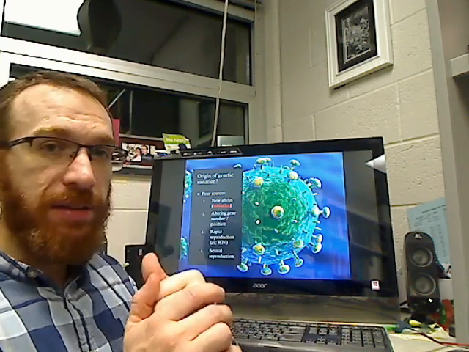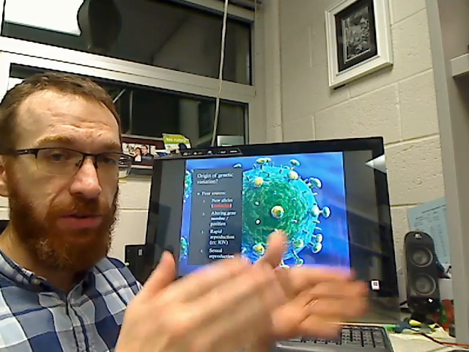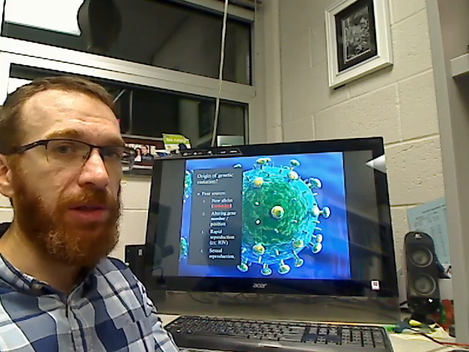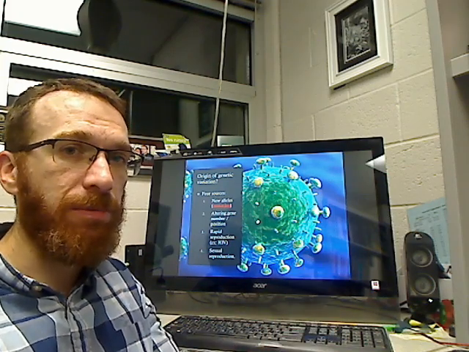And lastly, sexual reproduction in general versus an asexual species. Sexual species are going to have more genetic recombination, more genetic variation in their populations than asexual species will.